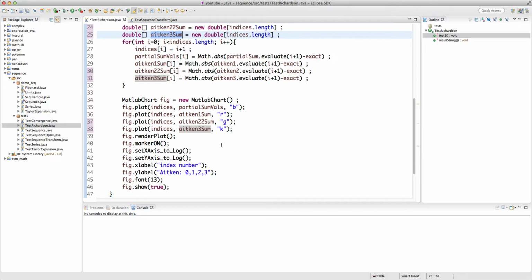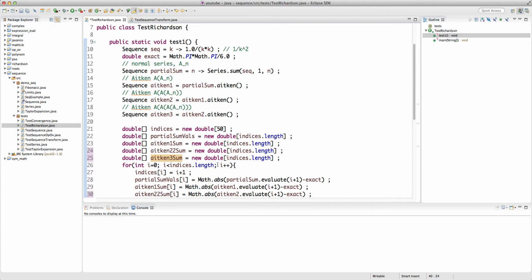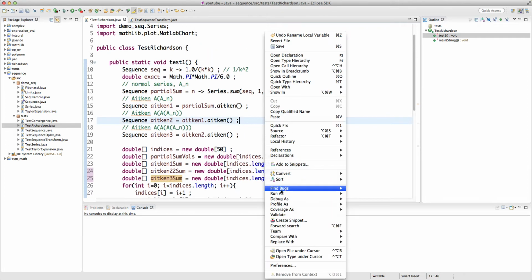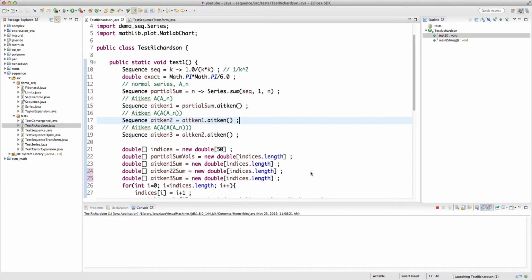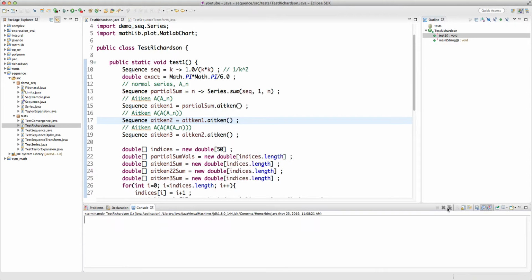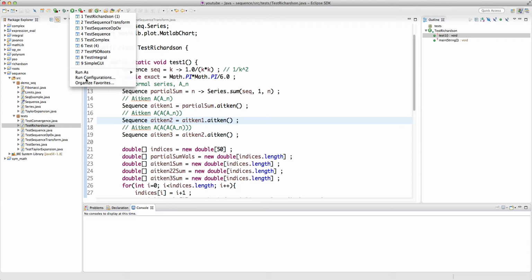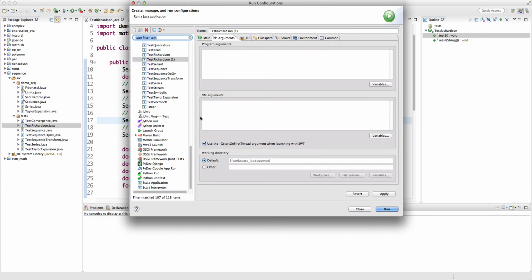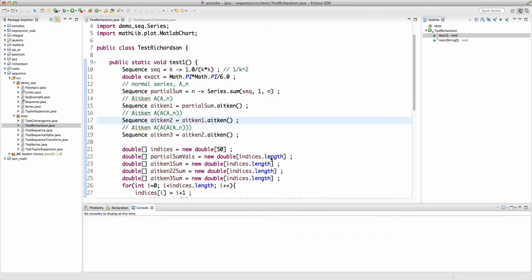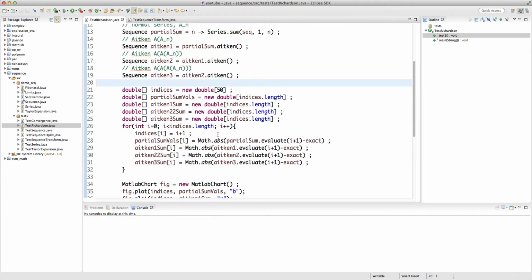So everything is there, and then we're looking at the log. We're plotting in log scale because we want to look at the decimal places of the error. And again, Aitken 0, 1, 2, 3, okay? So everything is set, and let's run this to see what happens. Now, because I'm running this for the first time and I am using a Mac machine, I have to go to the arguments here and uncheck this flag.